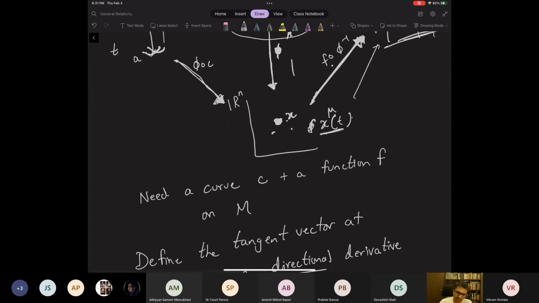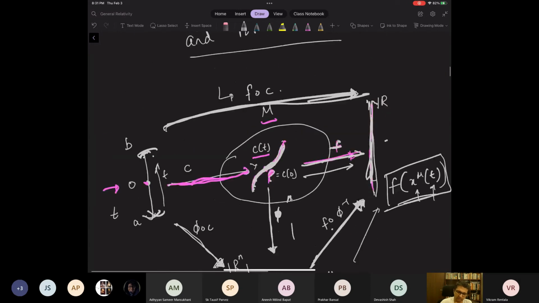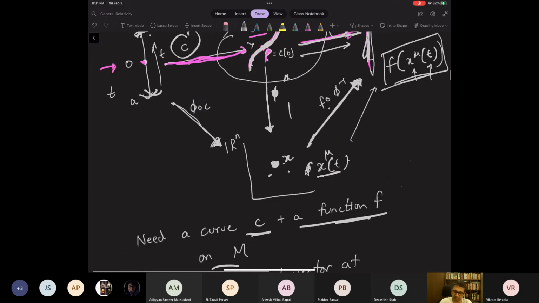So what are the ingredients? We had a curve C and we had a function f on the manifold, and the manifold automatically came equipped with its coordinate charts.